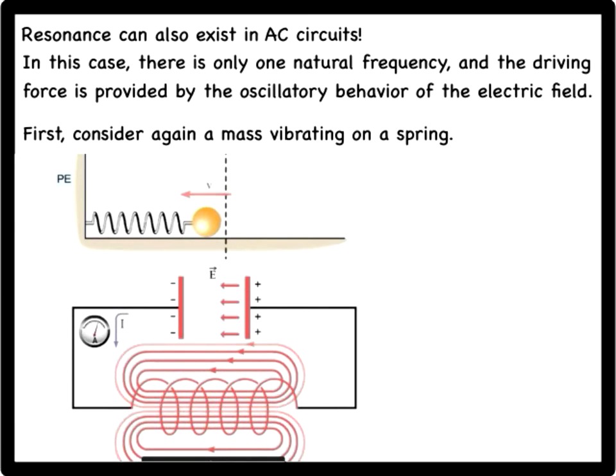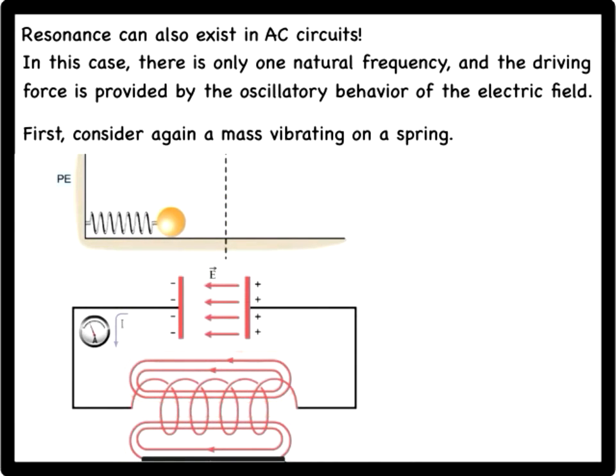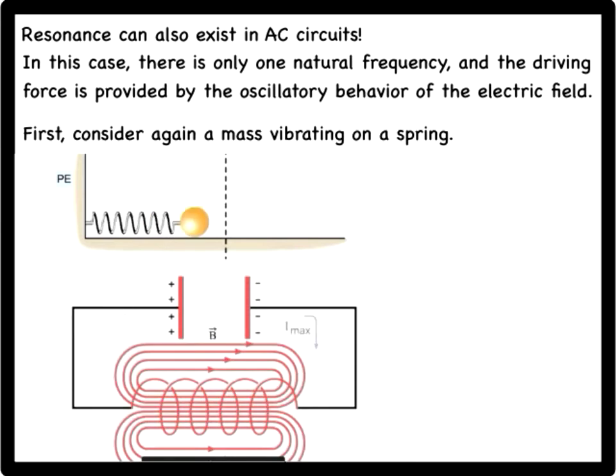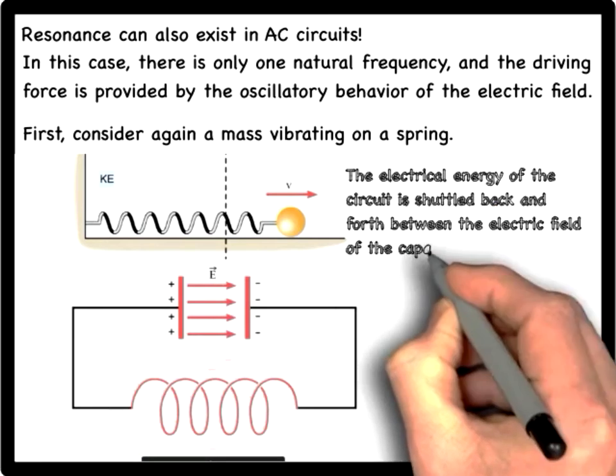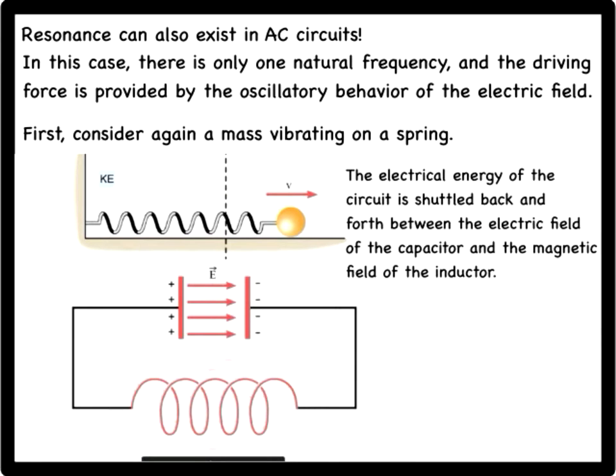The voltage induced in the inductor keeps the charges flowing until the capacitor again becomes fully charged, but now with the reverse polarity. Once again, the energy is stored in the electric field between the capacitor plates, and no energy resides in the magnetic field of the inductor at that time. Thus, an AC circuit can have a resonant frequency, because there is a natural tendency for energy to shuttle back and forth between the electric field of the capacitor and the magnetic field of the inductor.